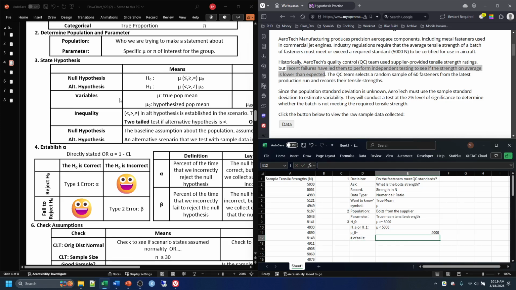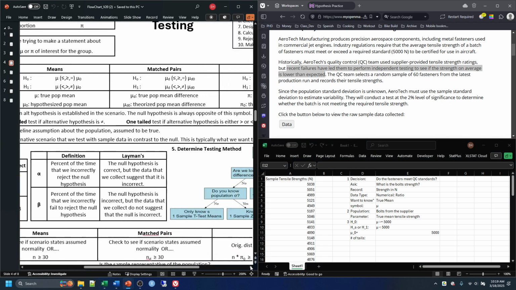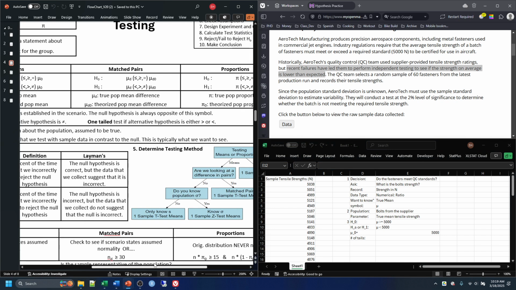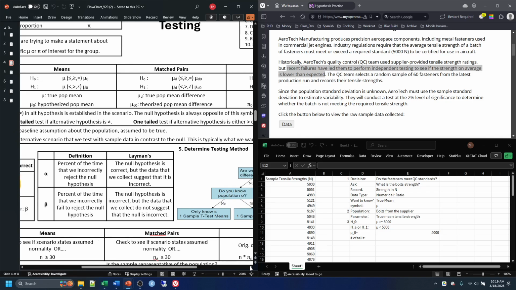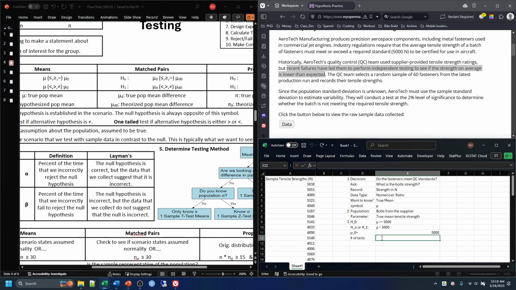And if we look down here in our step 3, notice the inequality, the less than, greater than, or not equals to, and the alternative hypothesis is set in the scenario. The null hypothesis is always opposite of this symbol. And it's two-tailed if the alternative hypothesis is not equal to, and one-tailed if the alternative hypothesis is either greater than or less than. So the number of tails here, we've got a one-tailed test.